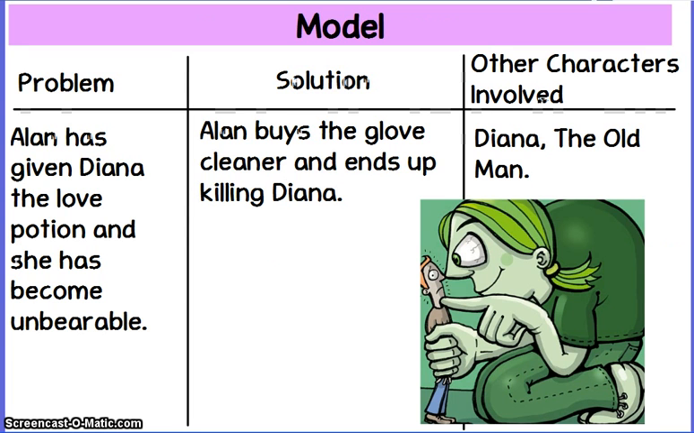Alright, so I'm going to model my brainstorming using The Chaser. If I was going to do this exact same assignment using Alan from The Chaser, one problem I can write about is that Alan has given Diana the love potion and she has become unbearable. He can't stand to be around her anymore because she's obsessed. And I can solve that problem by having Alan buy the glove cleaner and killing Diana. And so in this story, I would clearly need to have Diana. And I would also have the old man again because he would be the one that Alan would purchase the glove cleaner from. That's one idea.